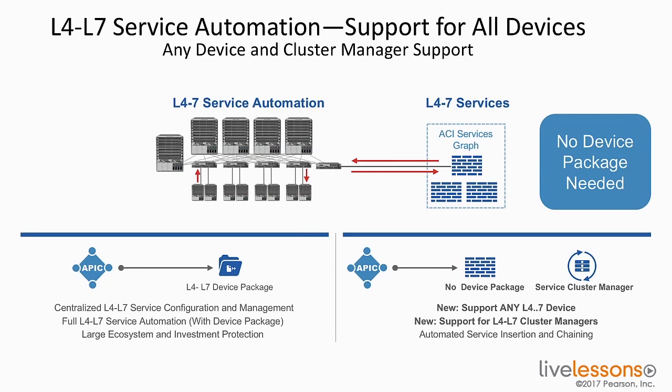ACI has two different ways that it can integrate with Layer 4 through 7 services. The first way is without a device package, and that way we can integrate with any third-party device that's out there. Basically, we're able to get the traffic to those devices in a much easier way than we have been in the past and control that through a policy.